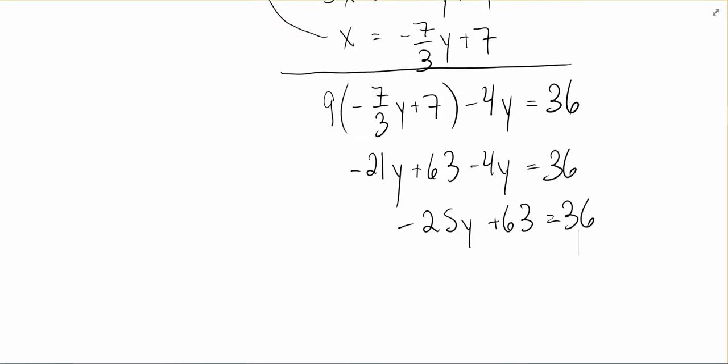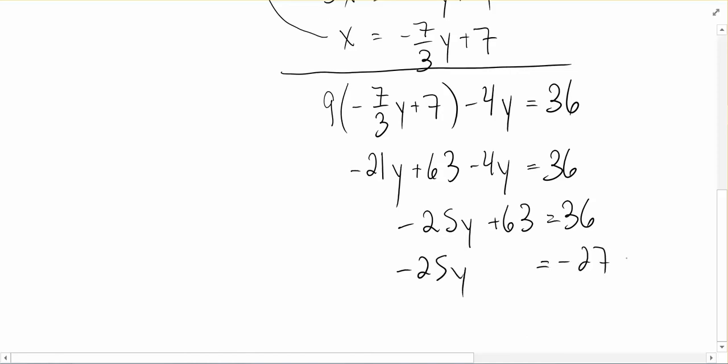Now we're going to subtract 63 from both sides. 36, oops, if I can type this in my calculator right, 36 minus 63 is going to get us negative 27. Which means when I divide by negative 25, I get y equals 27/25. Ugh.